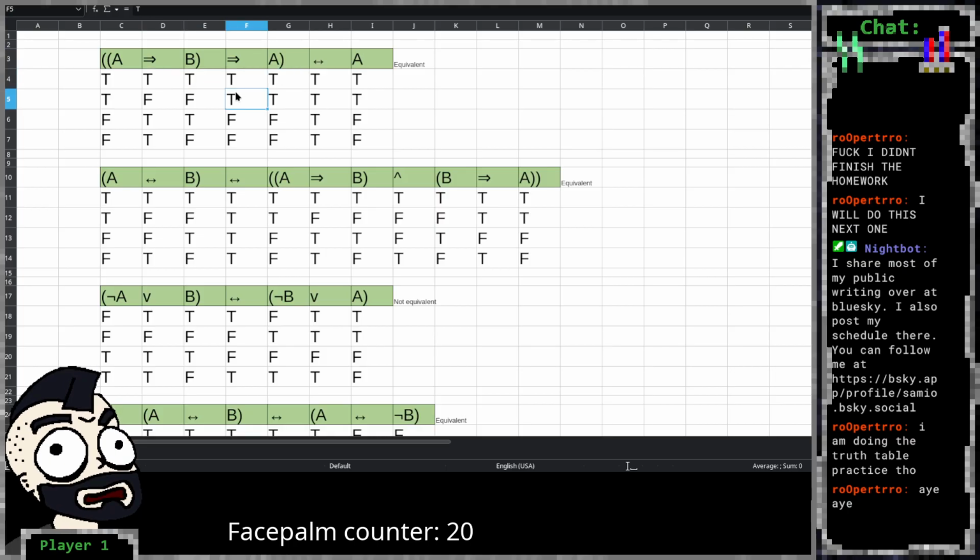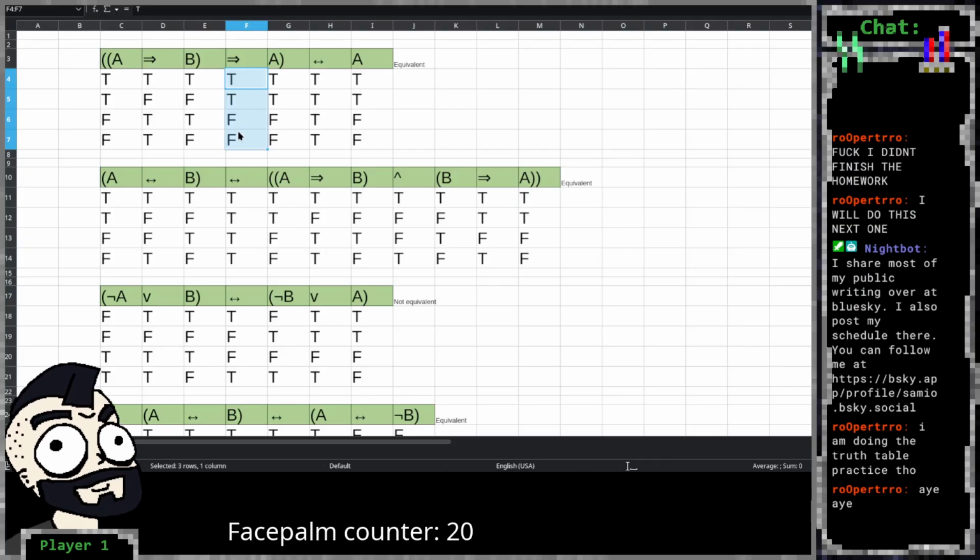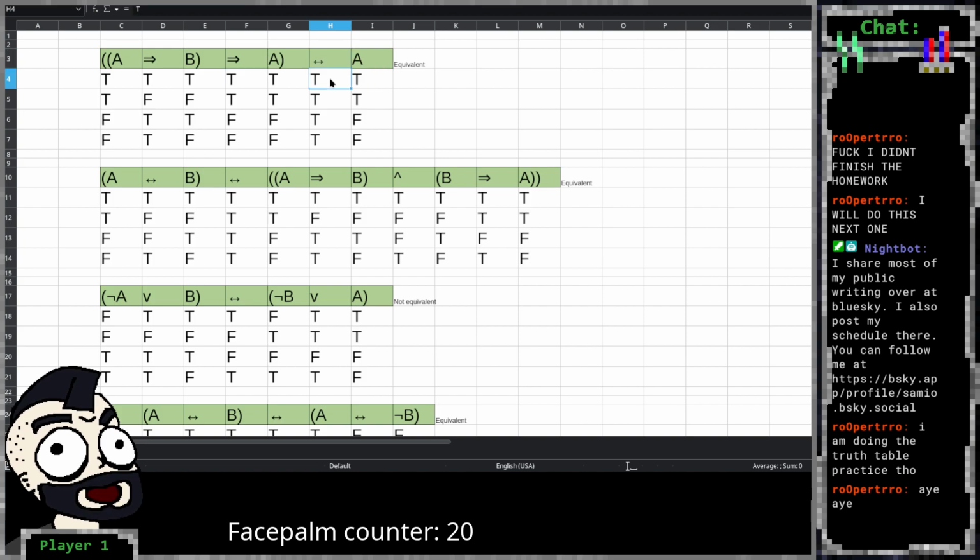True implies true, yes. False implies true, yes. True implies false, no. True implies false, no. So we have TTFF, which is the same mapping as A. So of course it's going to be equivalent. True is the same as true, true is the same as true, false is the same as false, and so on. Therefore, this is just a very confusing and long-winded way of saying A.